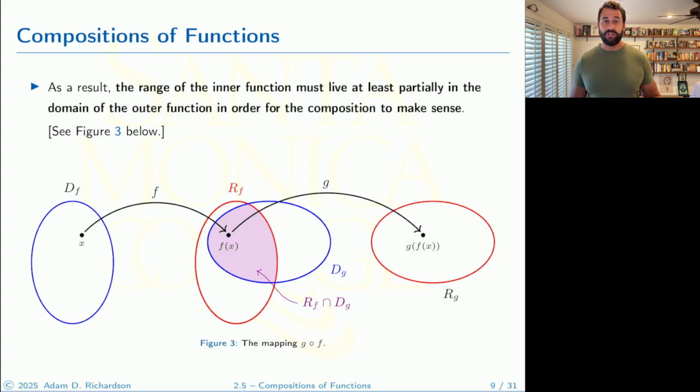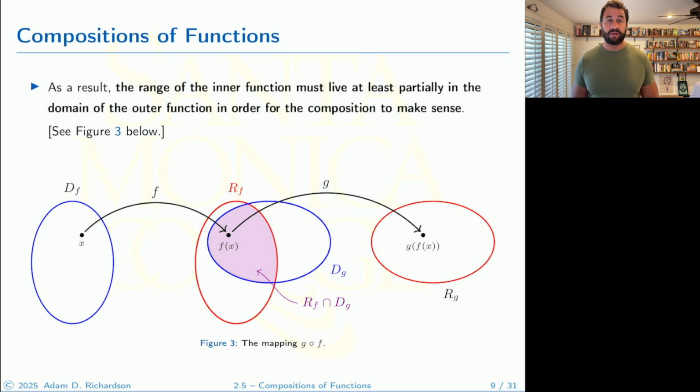Now, what we would like to do is take those results, those outputs of f, and put them into g as an input. Well, here is the domain of g. It may not be the same as the range of f, right? Here is the domain of g, and here is the range of g, okay? So you'll notice here that there is an overlap. There's an overlapping region, and that region is critically important because this region completely determines what is actually going to pass through the composition.